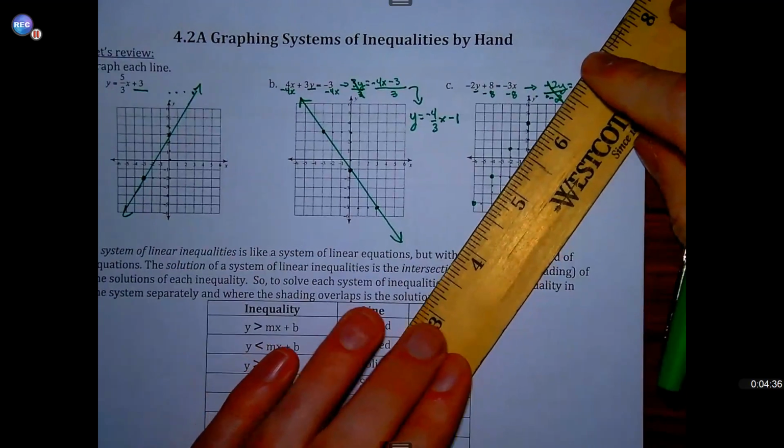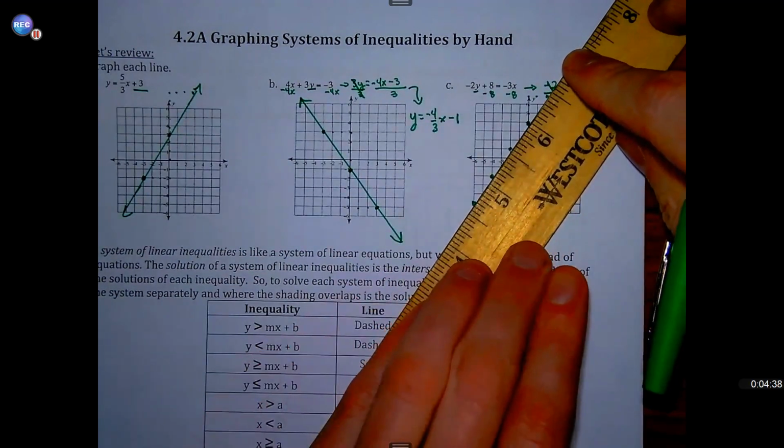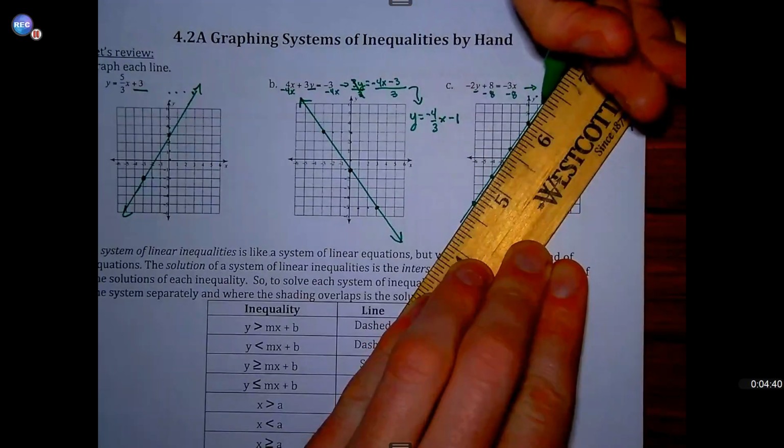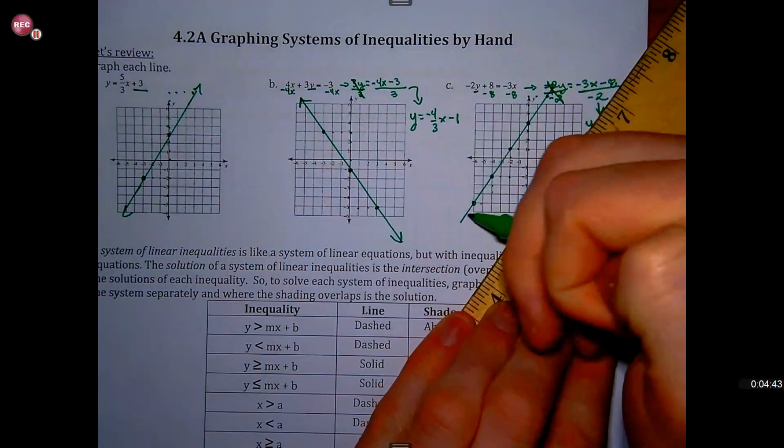Okay, remember your top number is going to determine whether you're going up or down. If it's negative, you go down; positive, you go up. And then vice versa when you're working backwards.